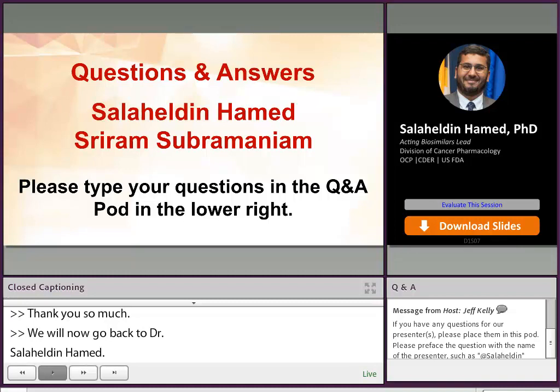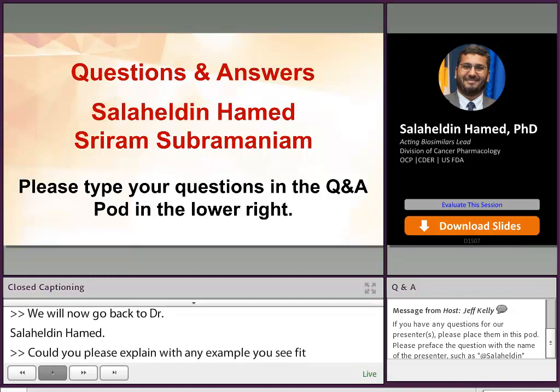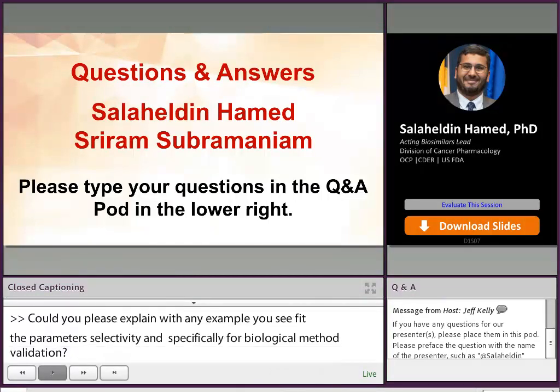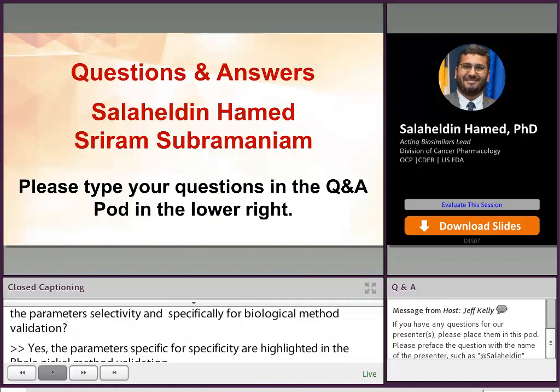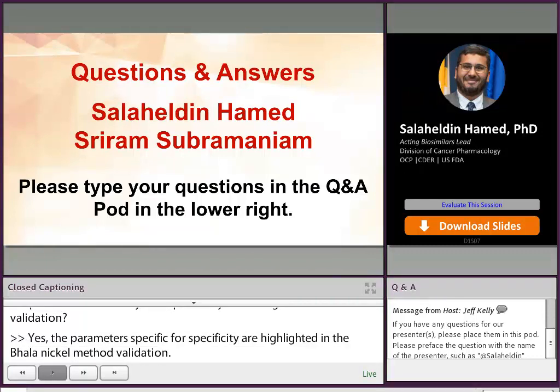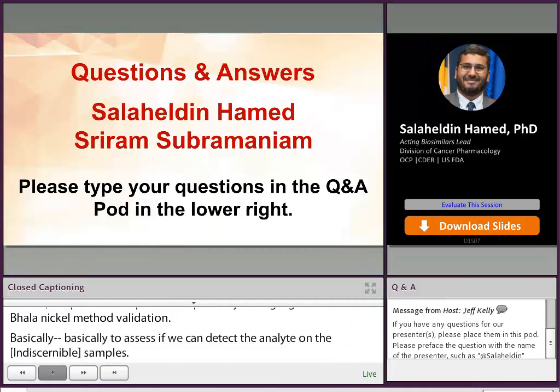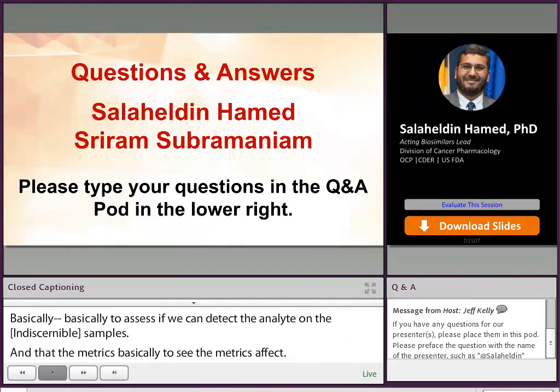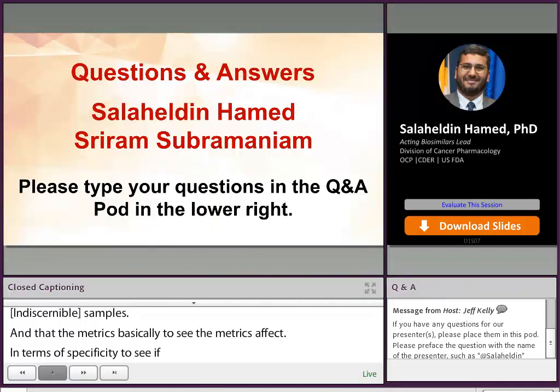Yes, the parameters specificity and selectivity are highlighted in the bioanalytical method validation guidance. Basically, selectivity is to assess if we can detect the analyte reliably in different serum samples, basically to see the matrix effect. In terms of specificity, it is to see if the method can specifically measure the analyte that we're interested in, not any other interference like ADAs or concomitant medications or issues like that.